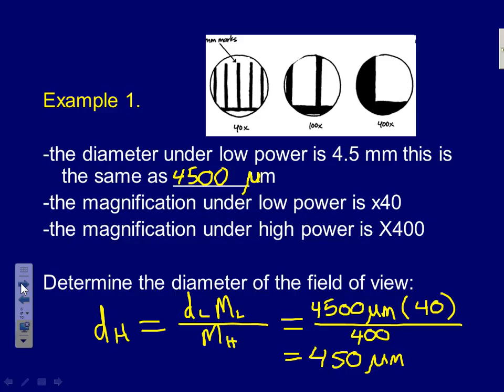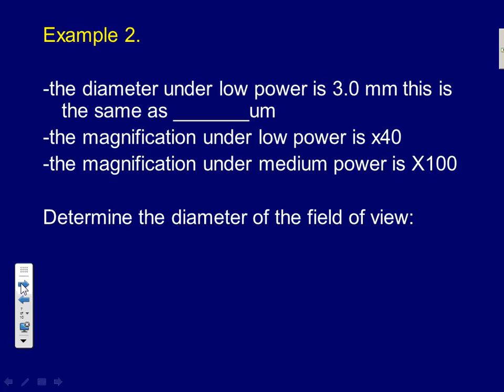If I wanted to do medium, it would be 4,500 times 40, the low power, divided by what? What would go on the bottom if I wanted to study the medium power? What would go on the bottom this time? 100. So it would be 4,500 times 40 divided by 100, and that would get me the width of the medium power one. Okay? All right. So that's how we determine that. Let's do a little practice run here.